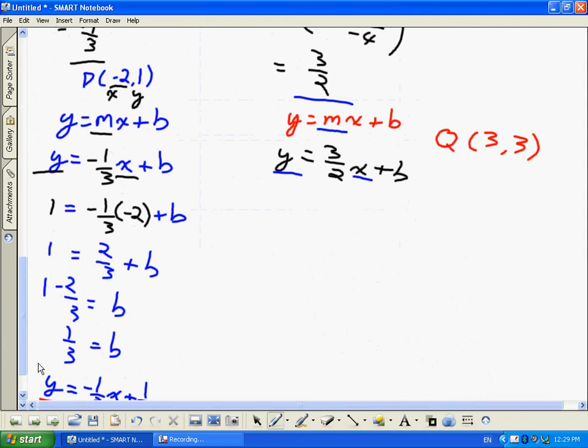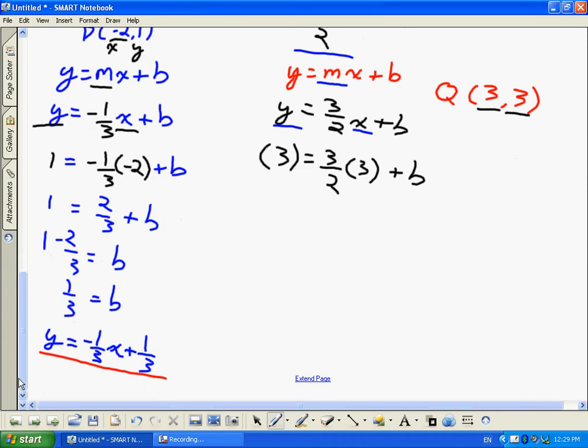And we're going to substitute. 3 goes in for our x value, and our y value, we plug 3 in for that also, plus b. Once I've done that, carry out BEDMAS to solve the rest of this equation. So 3 is equal to 9 over 2 plus b. Bring 9 over 2 to the other side.